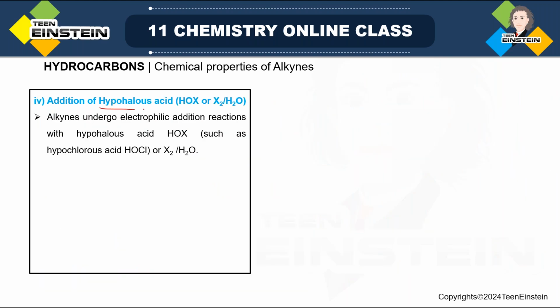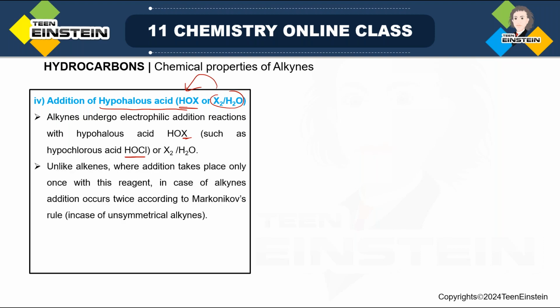Next, we'll see addition of hypohalous acid. So you can directly use HOX or you can use a mixture of halogen and water, because these two reagents together will basically produce HOX. So alkynes undergo electrophilic addition reaction with hypohalous acid, HOX in general. For example, if your X is Cl, it is hypochlorous acid. If it is Br, it is hypobromous acid.